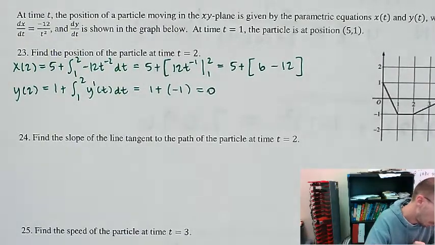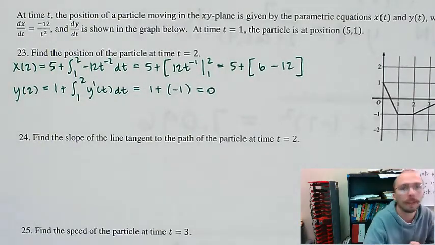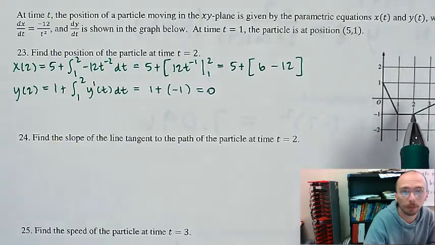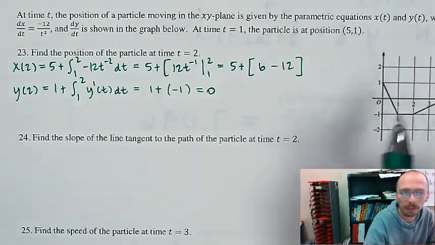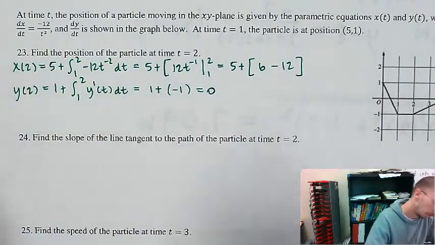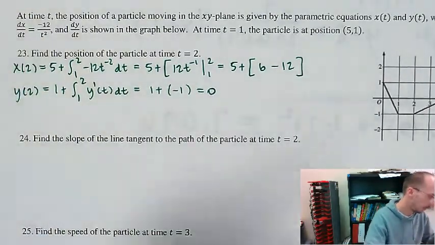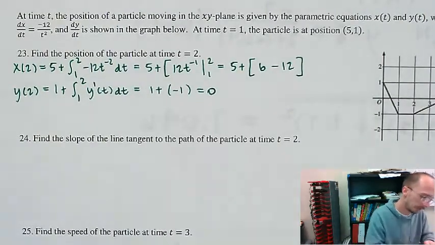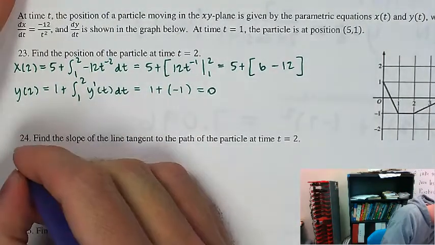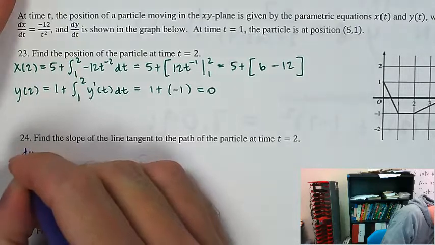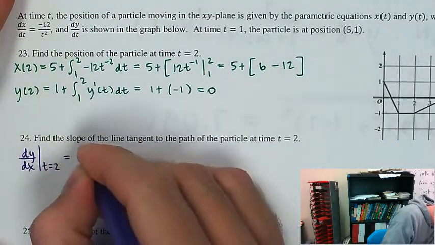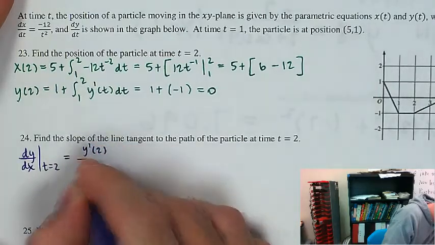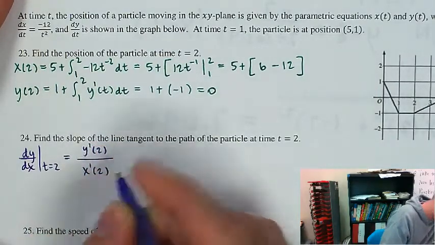Find the slope of the line tangent to the path of the particle at t equals 2. They want you to say it doesn't exist because of a sharp corner, but that's not what this is telling you. This is not the path of the object. This is dy dt versus t. So we're going to say that the slope of the tangent line, that is dy dx at t equals 2, is y prime of 2 divided by x prime of 2.